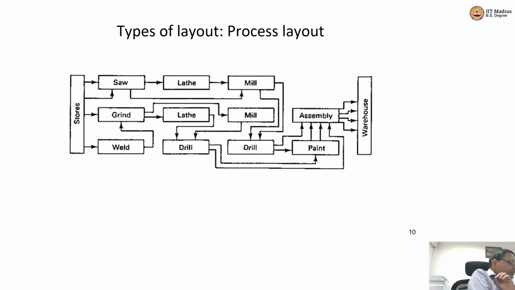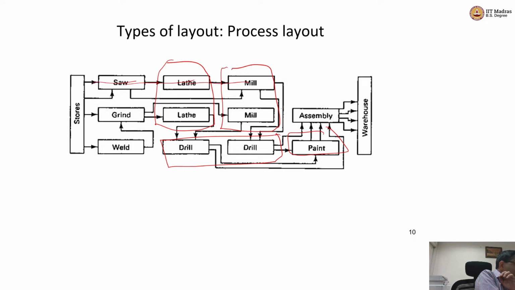Process layout, so this is your milling shop, this is your drilling shop, this is your lathe shop, this is your paint shop, right? So one product may start in sawing, then go to lathe, then go to milling shop, and probably then go to drilling shop, and after that go to assembly. A second product may start with grinding shop, and then go to lathe. Sometimes it skips lathe and goes to milling shop, right?